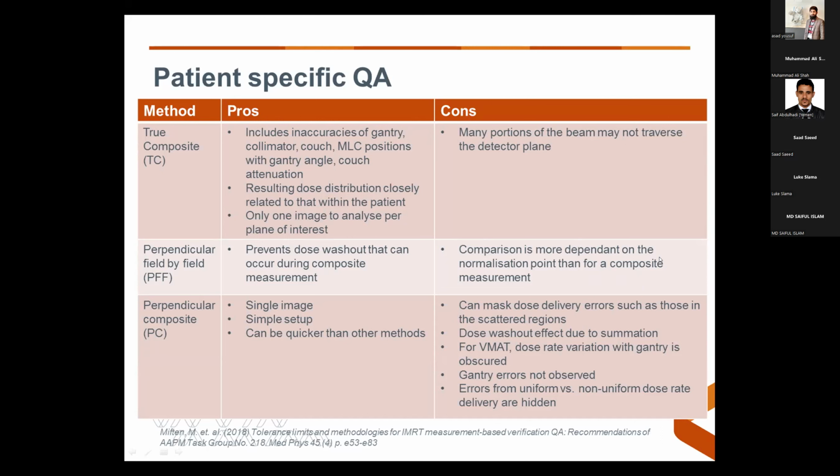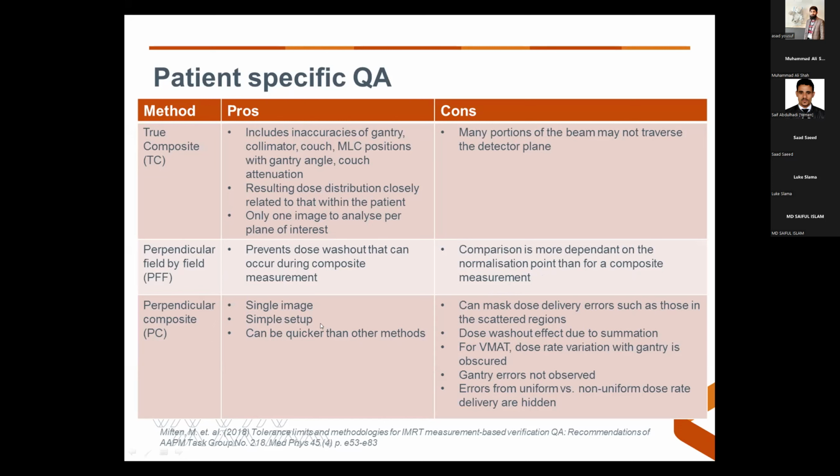Perpendicular field by field prevents the dose washout that can occur during composite measurements. For example, if you have a point where one field is delivering a lower dose, whereas the other field is delivering a higher dose, these will average out and you won't be able to see that error. Whereas in a field by field technique, you will see that error. But the comparison is more dependent on the normalization point than a composite measurement. So you can change the normalization point for each field and get a better result than a true composite, and that might not represent the actual result that you want to look for.